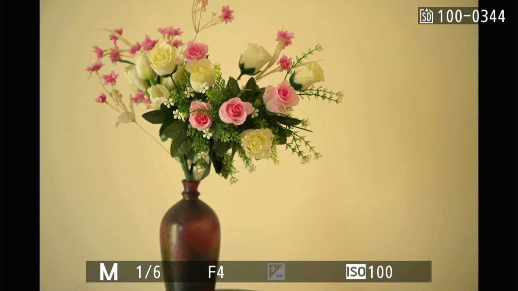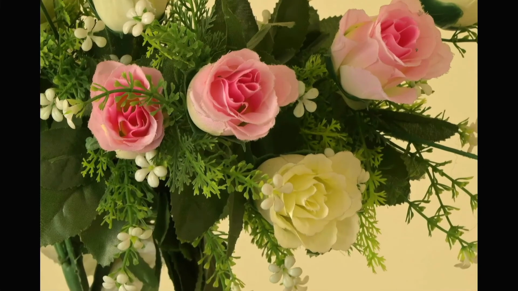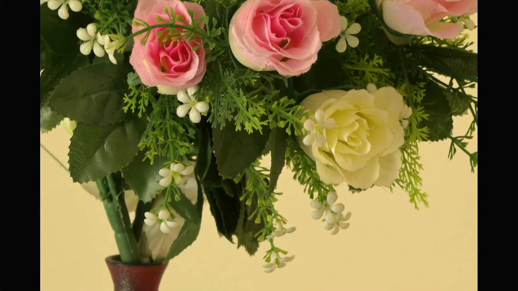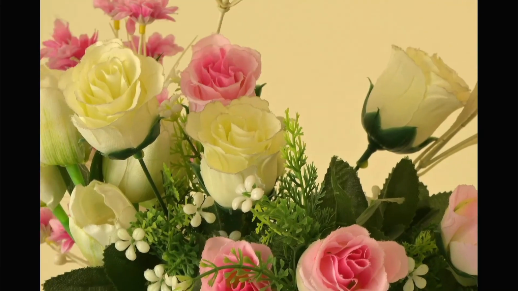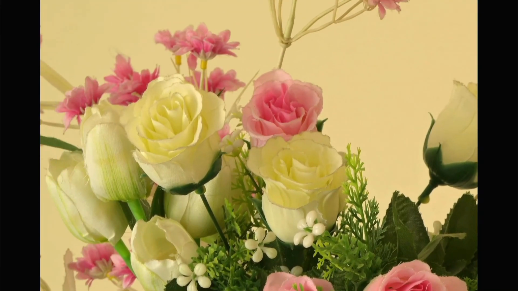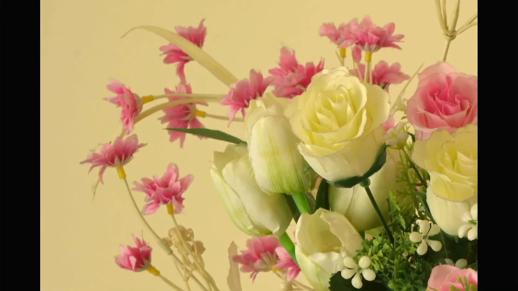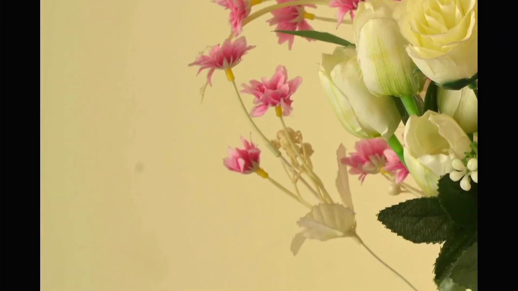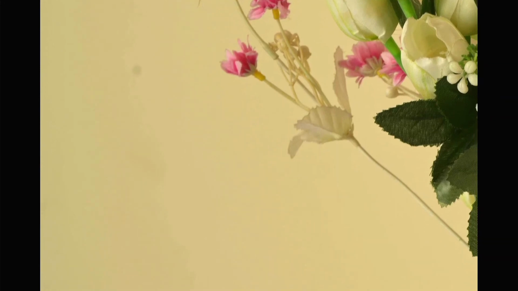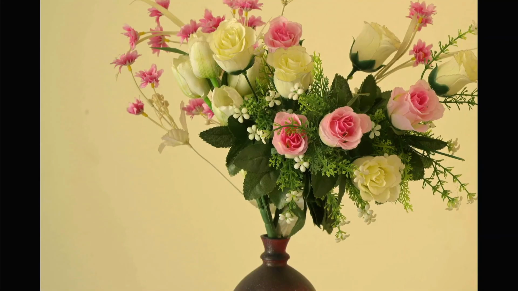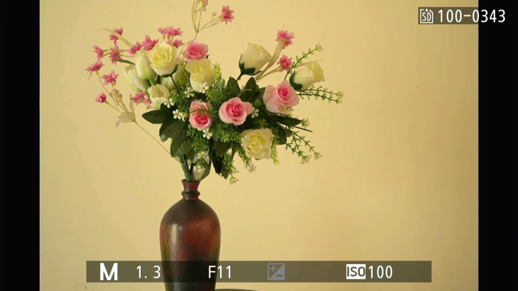Right, now let's try to compare the picture with the earlier picture. This is the picture we have taken just now, and this is the earlier picture. You see, wherever we have focused, the flowers are tack sharp, and even the flowers at the back are very sharp. Right, now let's see the picture we have shot with f4.